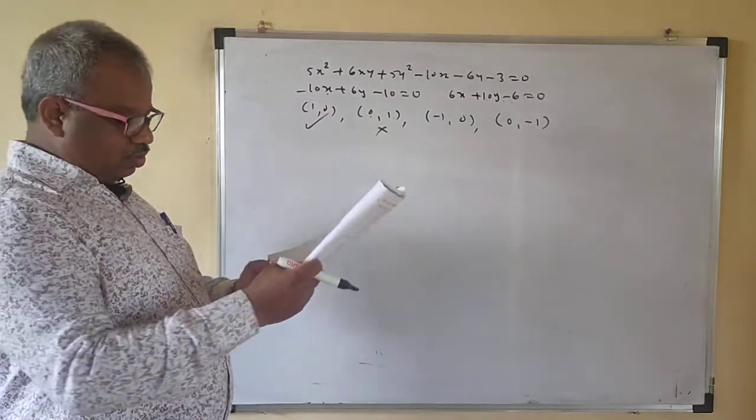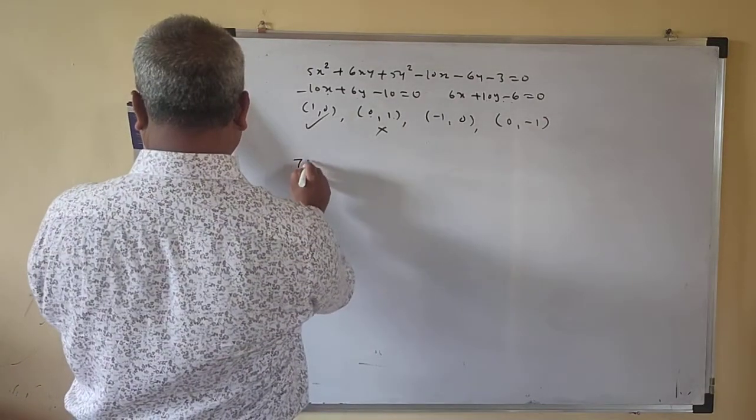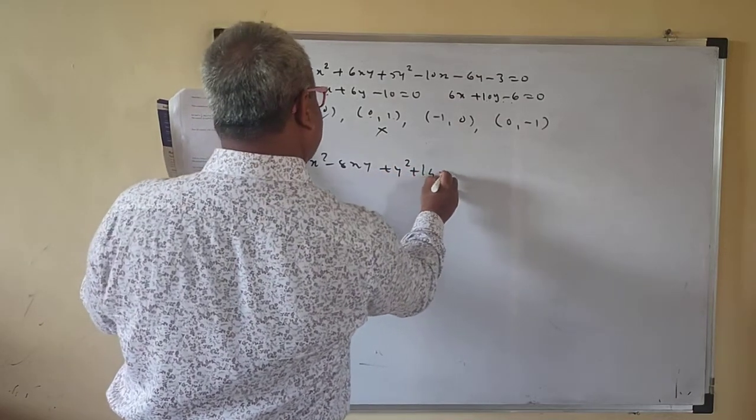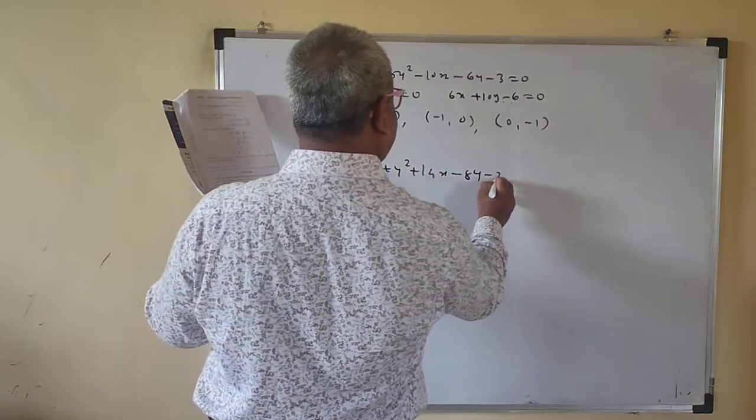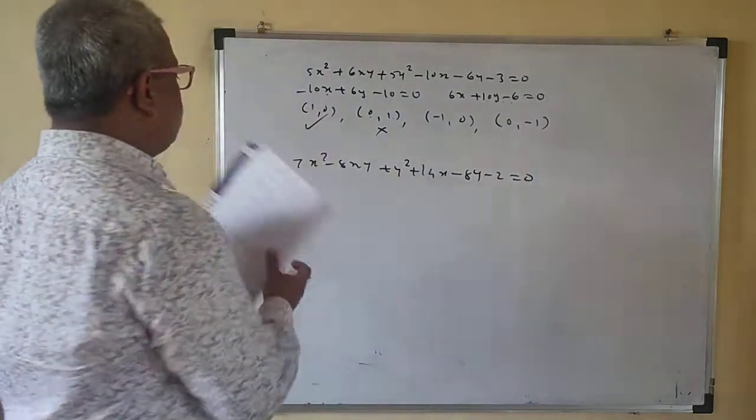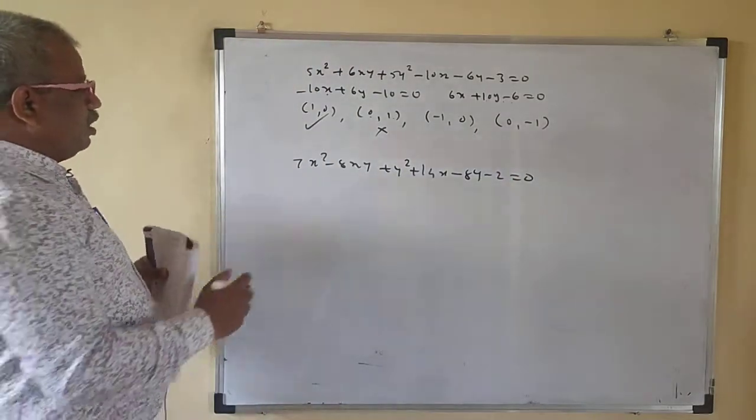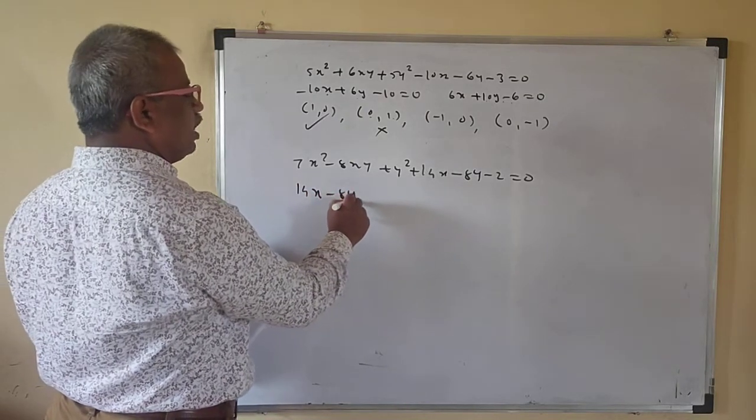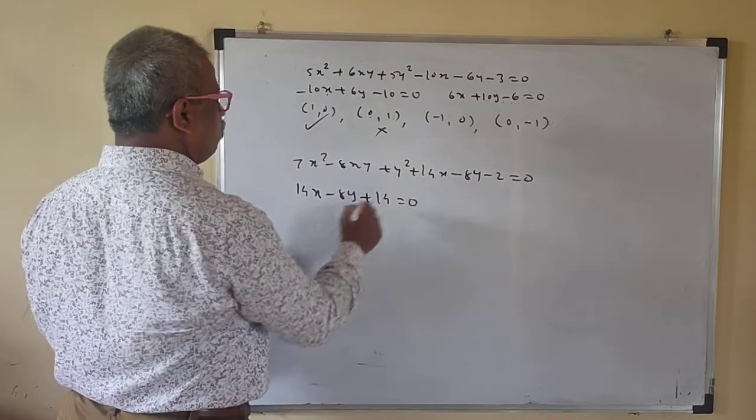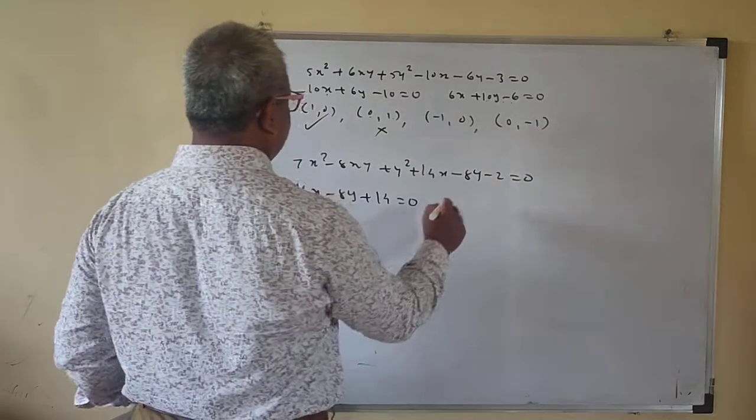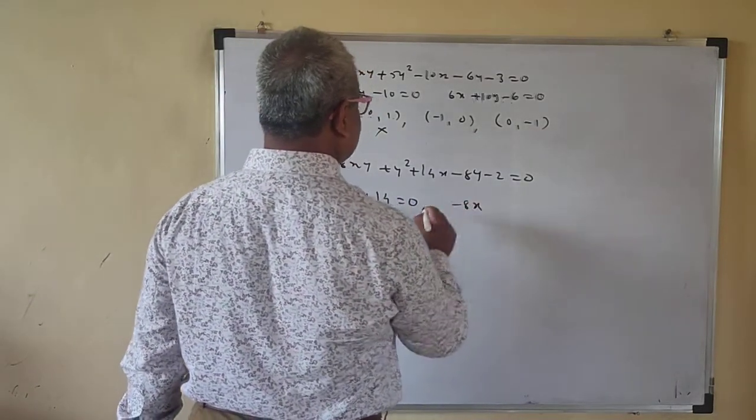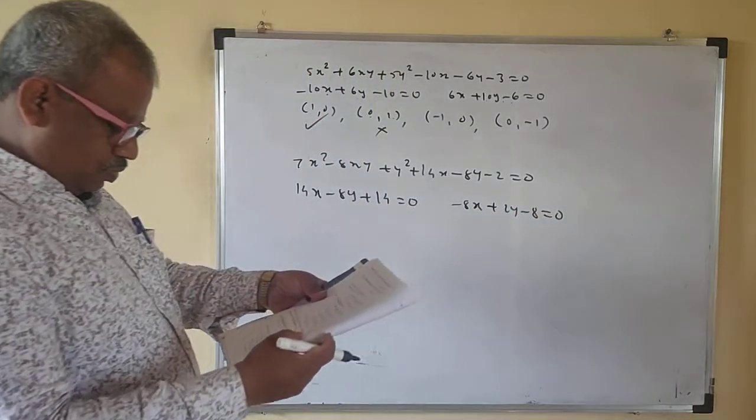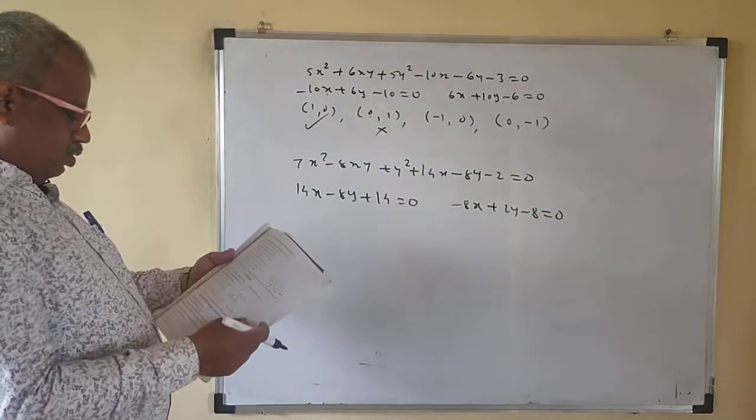Suppose we have this equation, and we'll take a simple example: minus 8xy plus y square plus 14x minus 8y minus 2 is equal to 0. So this gives 14x minus 8y plus 14 is equal to 0. Partial differentiation with respect to y gives minus 8x plus 2y minus 8 is equal to 0.